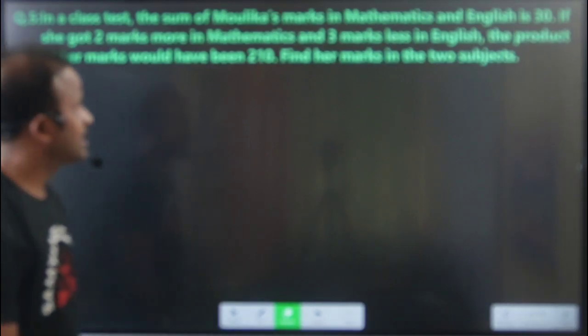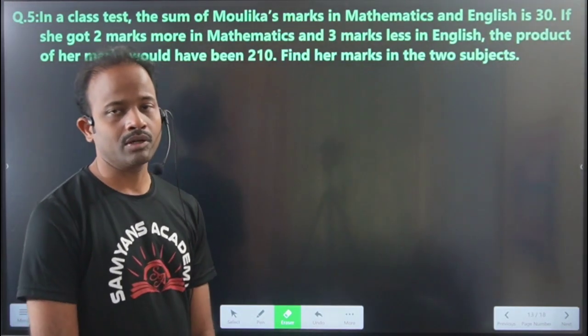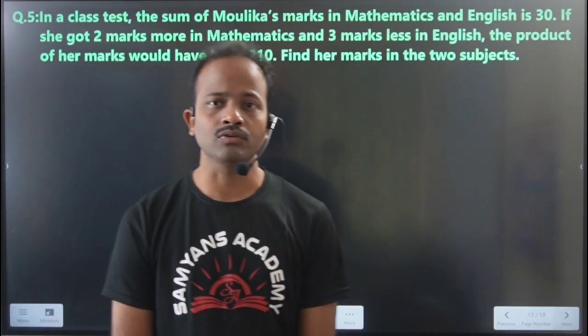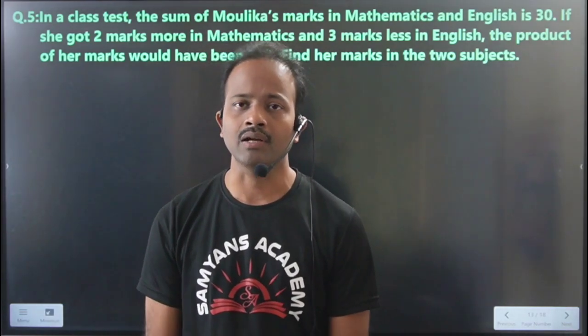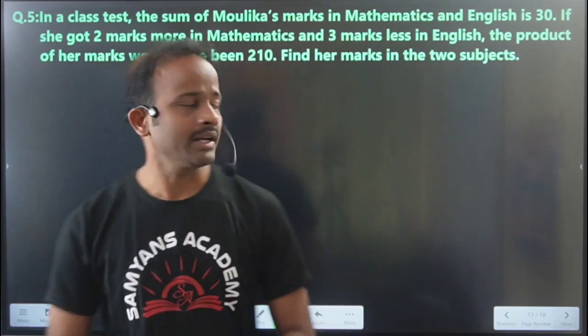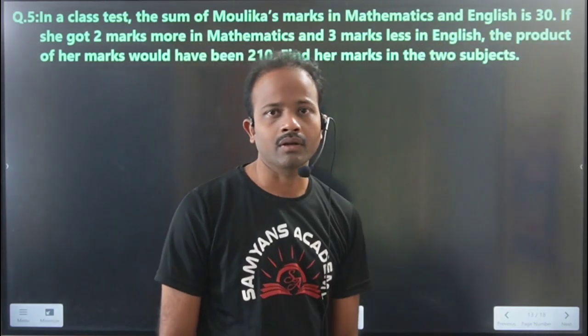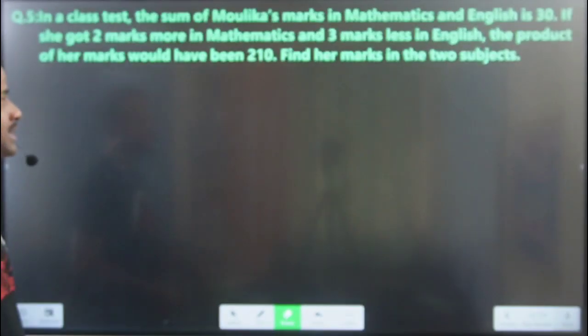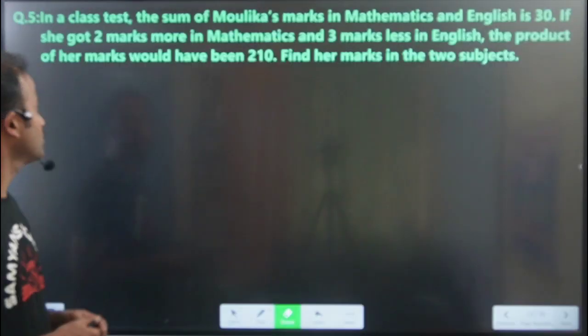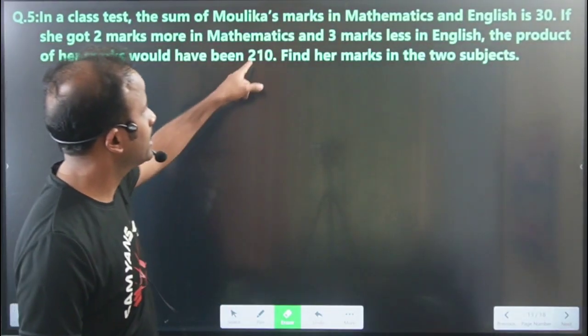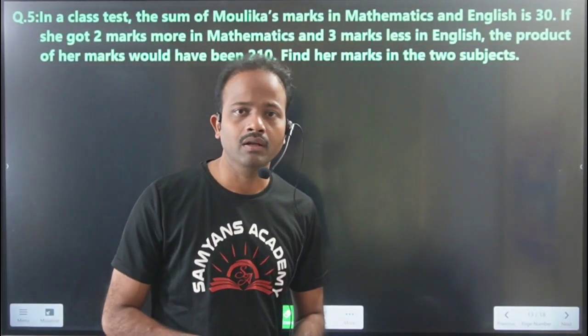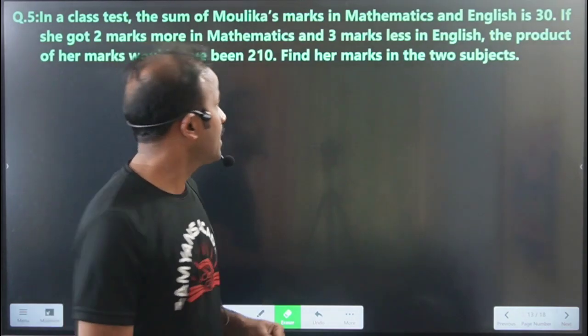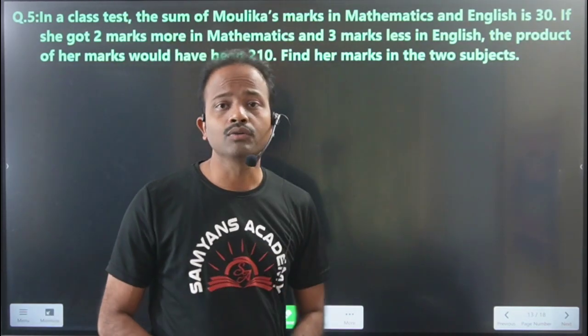Okay, so Maulika's marks in mathematics and English, the total marks మీరు యాడ్ చేస్తే మ్యాథ్స్లో వచ్చిన మార్క్స్ అండ్ ఇంగ్లీష్లో వచ్చిన మార్క్స్ కలిపితే అంటే యాడ్ చేస్తే సో గెటింగ్ హౌ మచ్ ఇయర్ 30, right. So they also gave that if she got 2 marks more in maths and 3 marks less in English, when you do the product of the two values you have to get 210, then you have to find her marks in the two subjects.